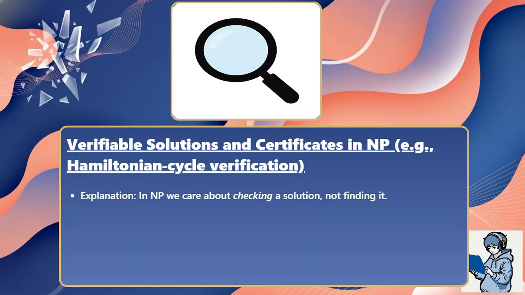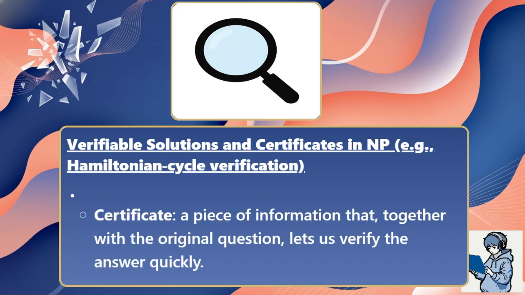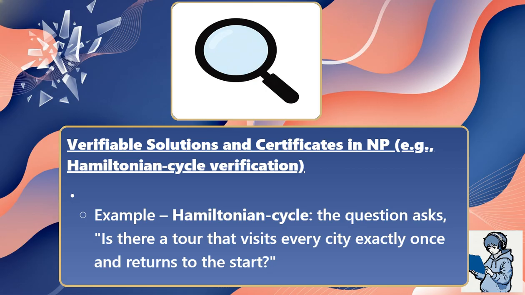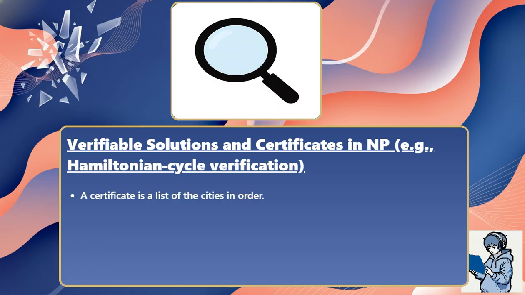Explanation: in NP, we care about checking a solution, not finding it. Certificate: a piece of information that, together with the original question, lets us verify the answer quickly. Example: Hamiltonian cycle: the question asks, is there a tour that visits every city exactly once and returns to the start? A certificate is a list of the cities in order.